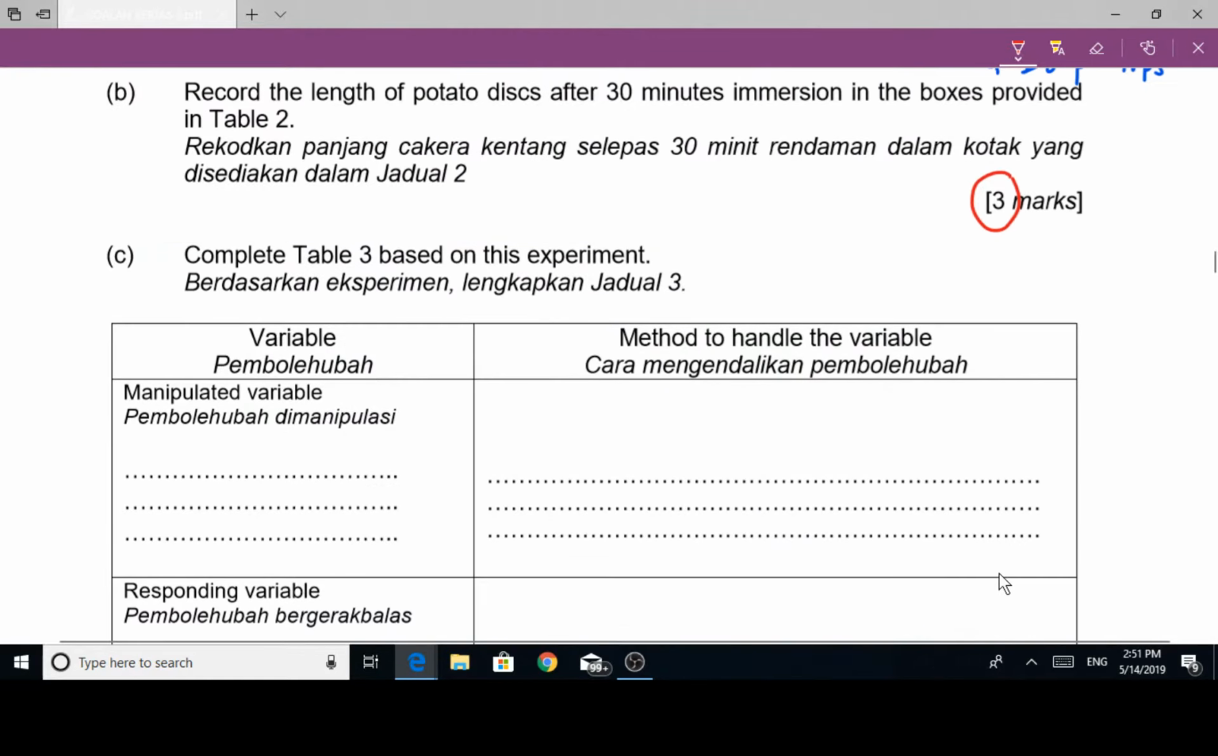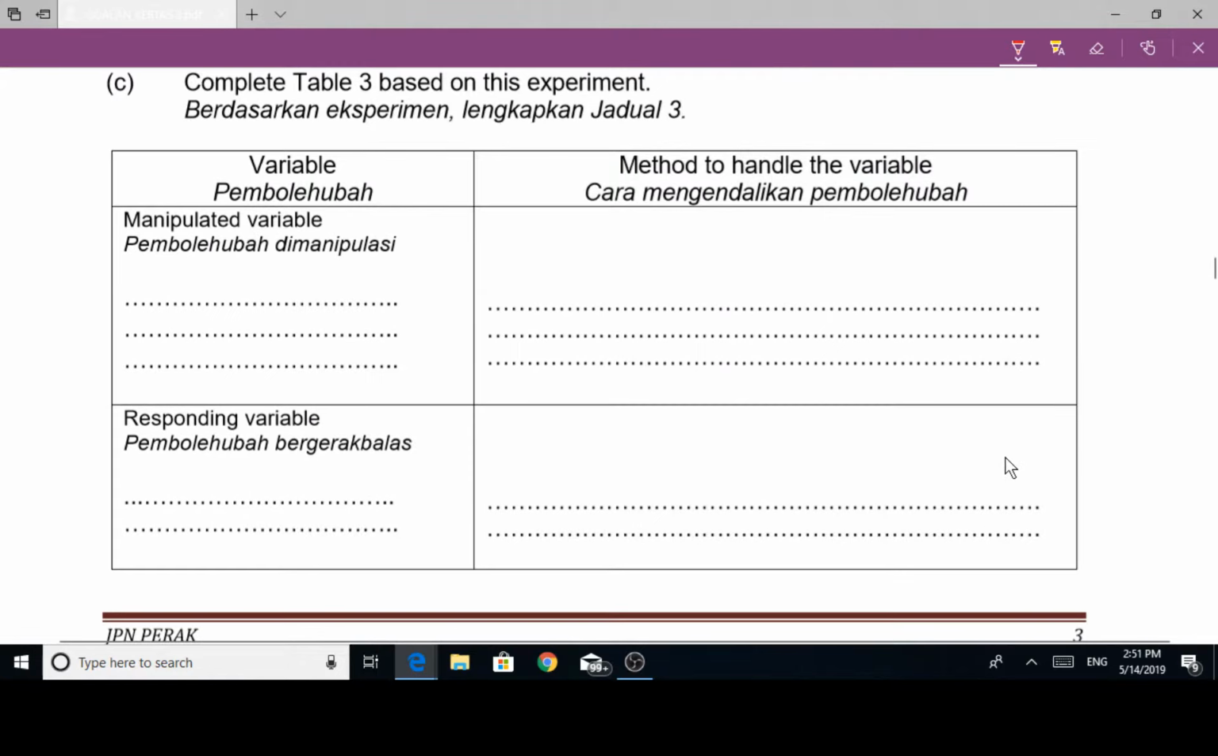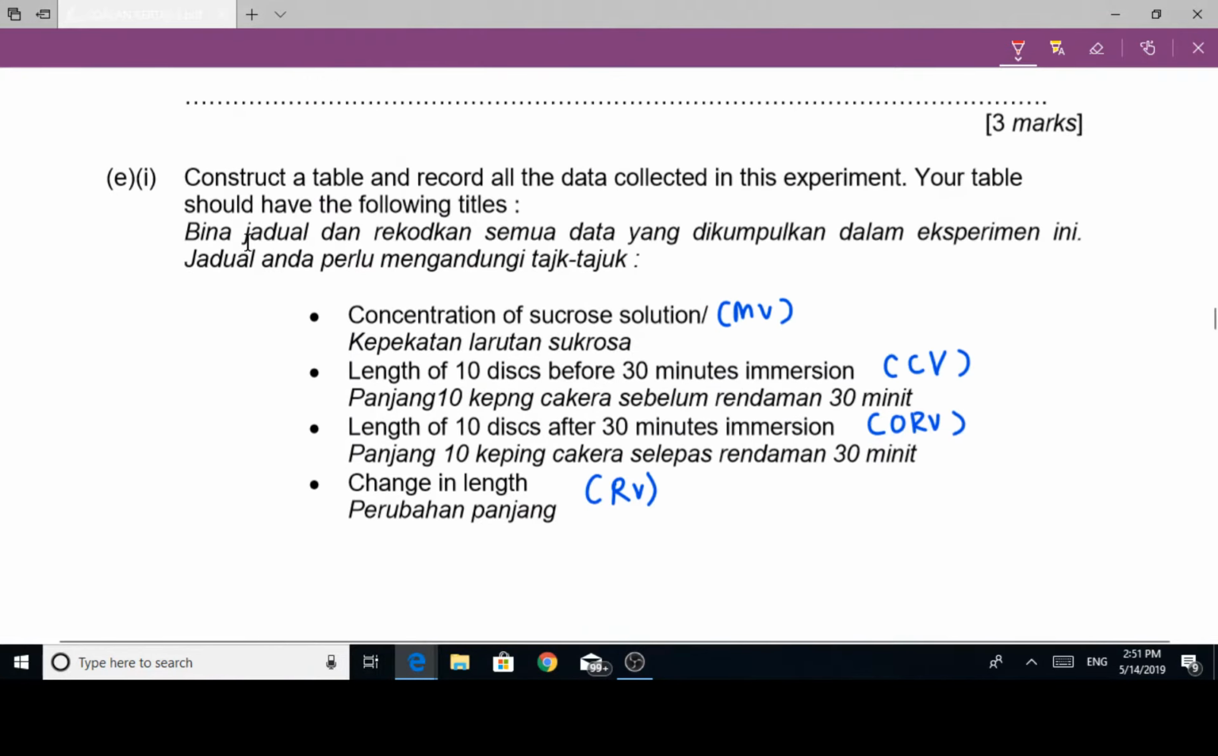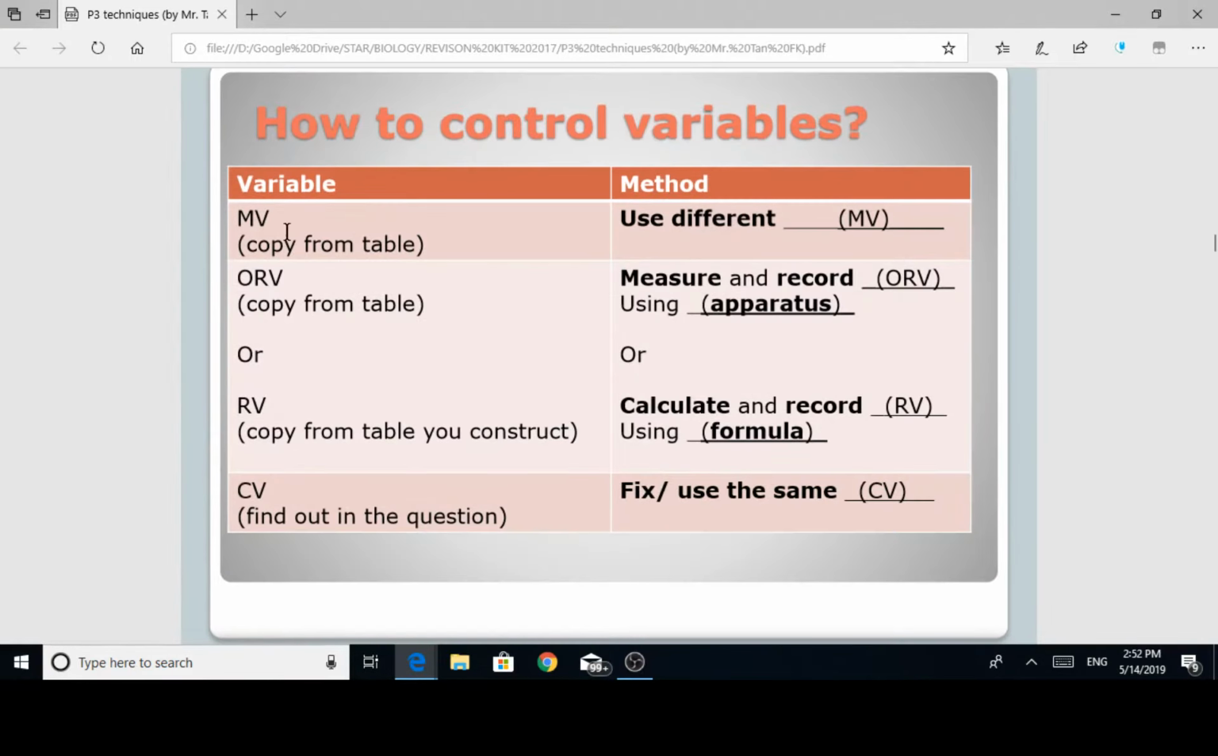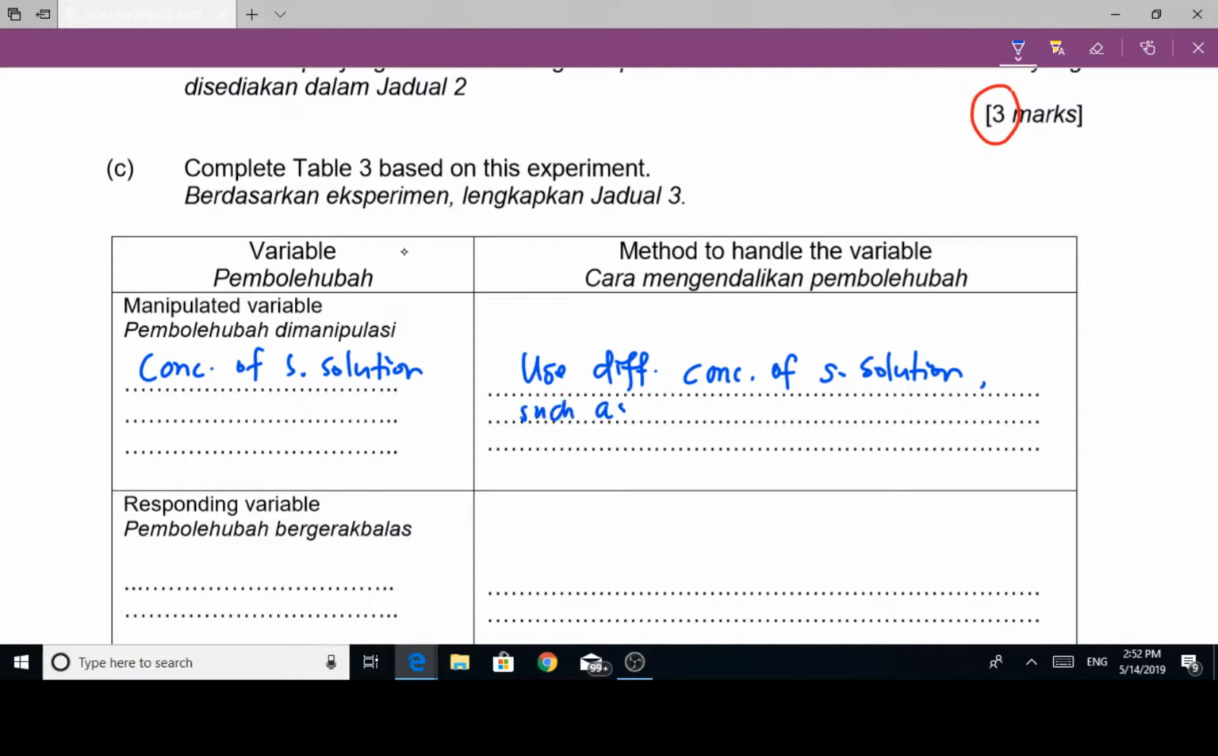Then number C, how to handle the variables. Now the MV, what is the MV in this case? If you forget, then let's refer to E1, concentration of the sucrose solution. And then how to handle? Remember the template. The template is use different MV. Copy and paste from E1. Use different concentration of sucrose solution, and if possible, try to state the example such as 0.0, 0.2, 0.4, 0.6, and 0.8 mole per decimeter cube sucrose solution. Now, by doing so, you have just earned yourself 2 ticks.